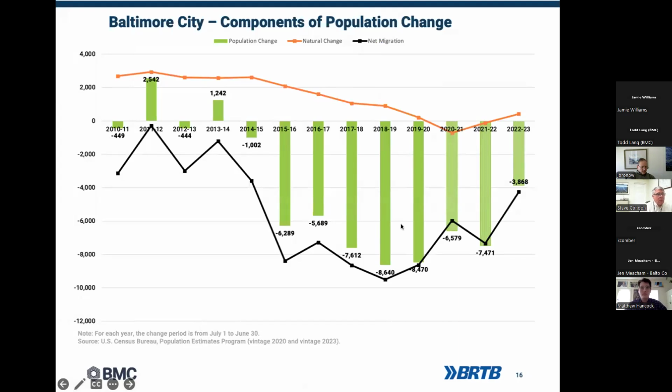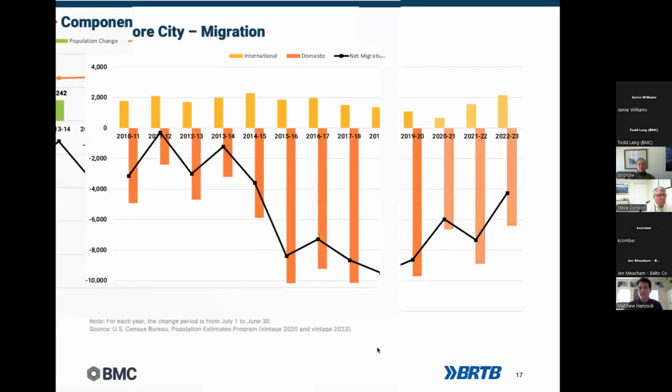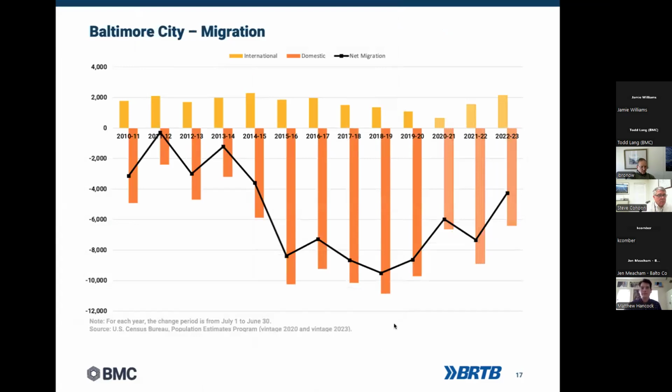So here, just again, presenting that natural change. Again, with migration, you're seeing a net loss. While net migration has been negative for each year in this analysis, it's been significantly negative since 2016. We have that low point in 2019, and then we see somewhat of a pickup in migration numbers returning, but we are still seeing that net loss overall.